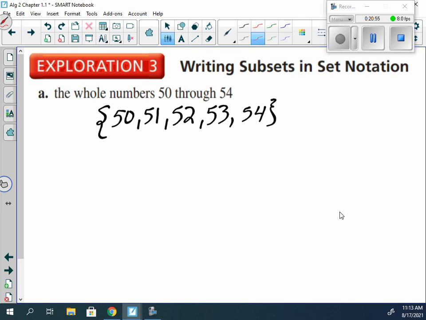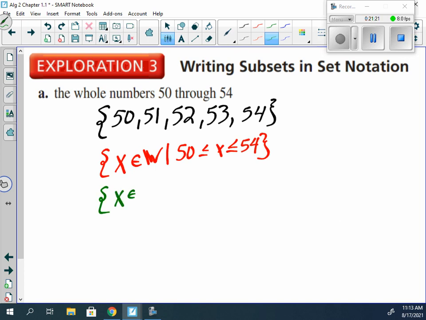Because if I wanted to use set builder notation, well, it'd be x is an element of the whole numbers such that 50 is less than or equal to x is less than or equal to 54. And really, mathematically, I don't like using whole numbers. I would just say integers.